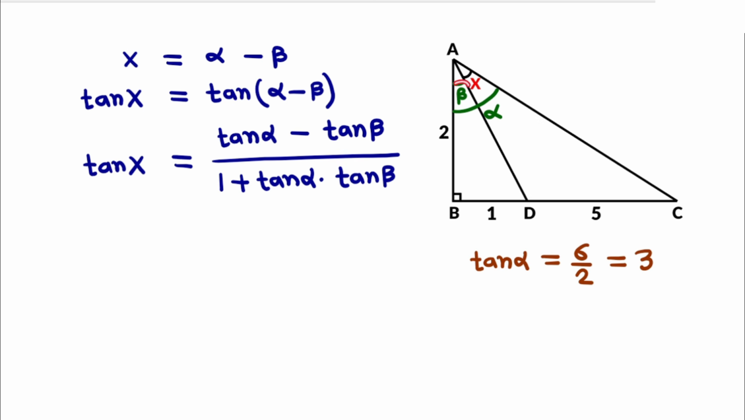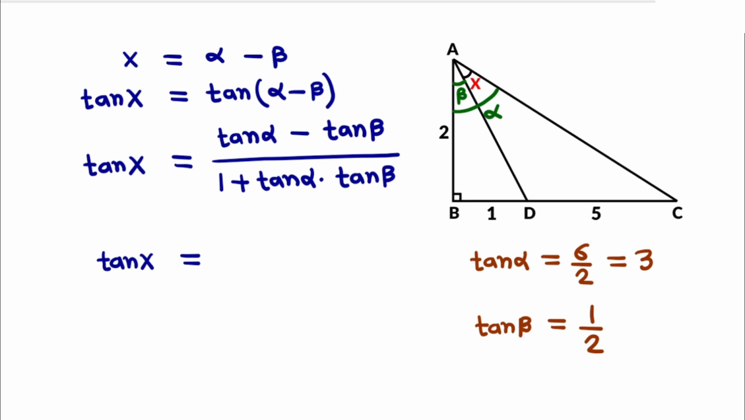Now let's find the tangent of beta. In the smaller triangle, the opposite side is BD, which is 1. The adjacent side is still AB, which is 2. So, the tangent of beta is 1 divided by 2. Now everything is ready. Let's substitute these values into the formula.